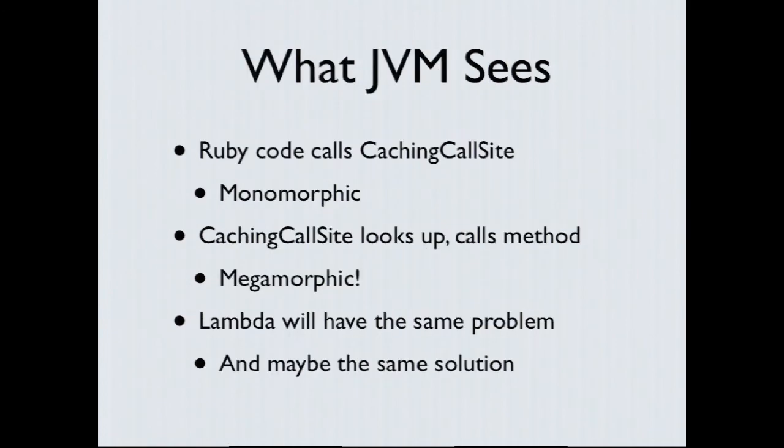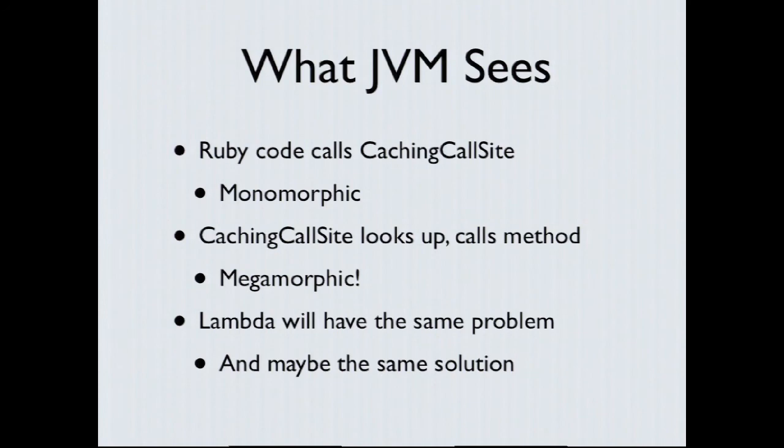So yeah, the Ruby sees the caching call site, which is monomorphic. Great. The caching call site looks up and calls methods for every call in the system. So the caching call site itself looks megamorphic. The shape of it is impossible to optimize. So the best we can do with something like this is basically inline the caching call site logic and then have to do the slow logic for all the actual method calls, the method dispatches.